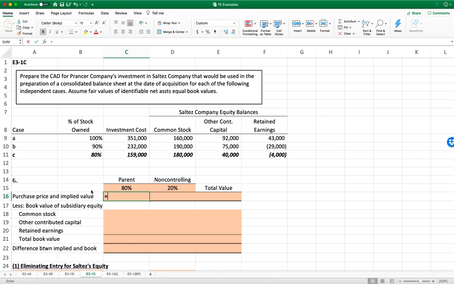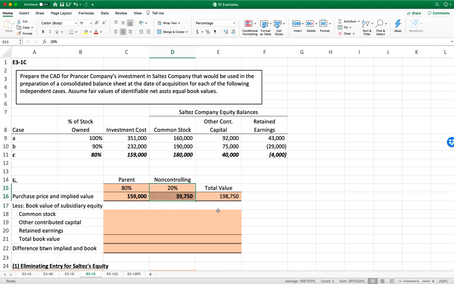To get our 80% share, we spent $159,000. And we're going to extrapolate that to estimate the value of the entire entity by taking that amount and dividing by our ownership percentage. So that gives us an implied value of the entity as a whole of $198,750. Our non-controlling interest, their shares are going to be worth 20% of that total, or $39,750. So that's the part that was new in the last example.